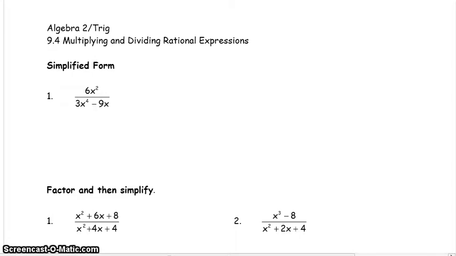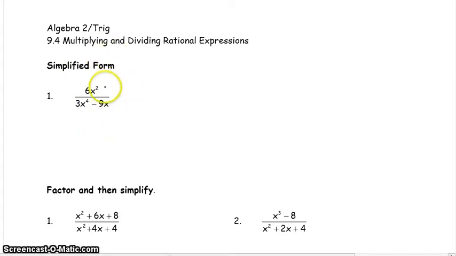We are going to start off with multiplying and dividing rational expressions. This is not much different from what we've been doing. We'll be using our factoring and everything that we learned last chapter here, so it'll come in handy. But first, we're going to start off just by simplifying this expression here.